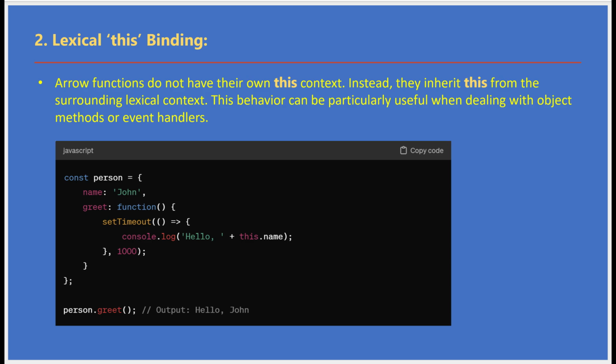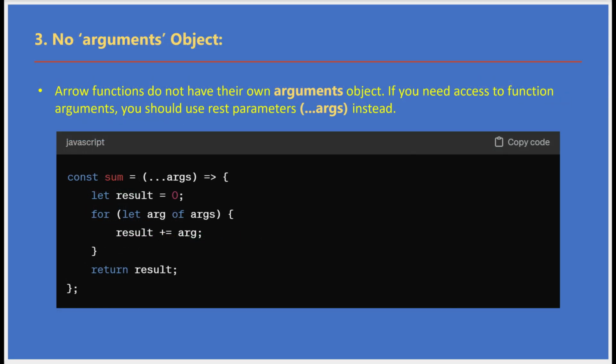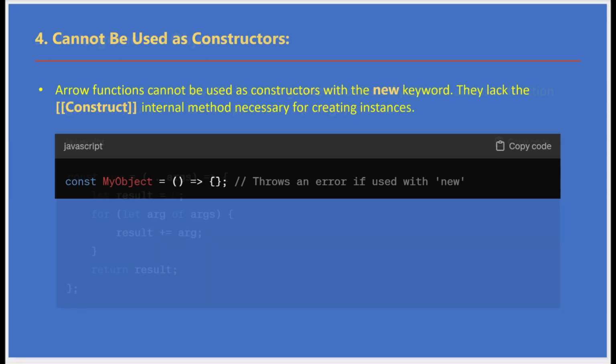But there's a caveat. Arrow functions don't have their own arguments object. If you need to use function arguments, you'll have to use rest parameters, denoted by ...args. And finally, arrow functions can't be used as constructors with the new keyword. They lack the internal method necessary for creating instances.